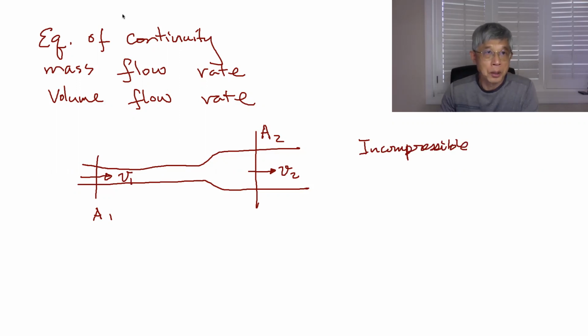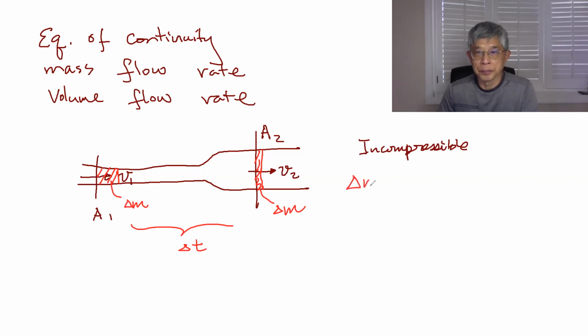So now I'm going to change color. So if I look at this amount of delta M here, sometime later this delta M will be here. And the delta M should not change, right? And let's say from here to here, it took delta T time. So the mass flow rate, right, is delta M divided by delta T. Okay.